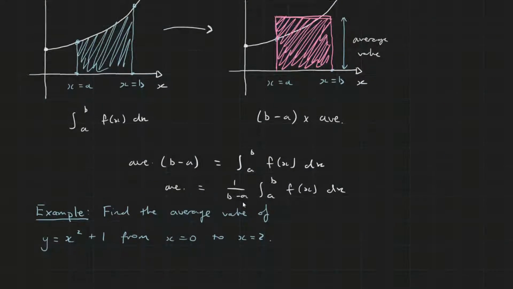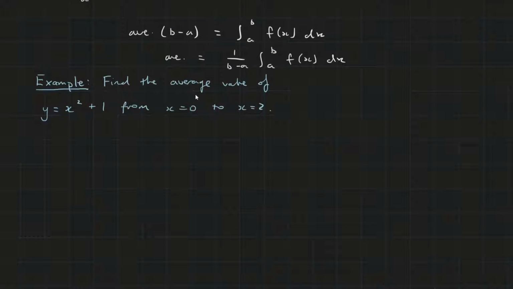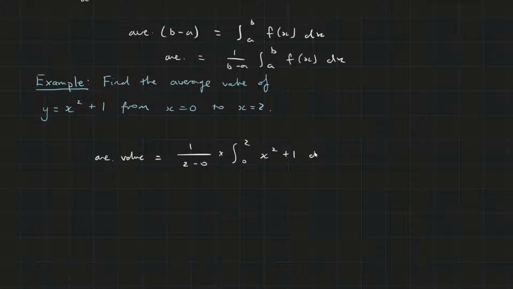Let's apply this to a specific example where we're asked to find the average value of y is equal to x squared plus 1 from x equals 0 to x equals 2. This application is very simple because we can just apply the formula as necessary. So I can just say the average value is equal to 1 over 2 minus 0, which is our range of x values, multiplied by the integral from 0 to 2 of our function, which is x squared plus 1 dx. 1 over 2 minus 0 just becomes 1/2.